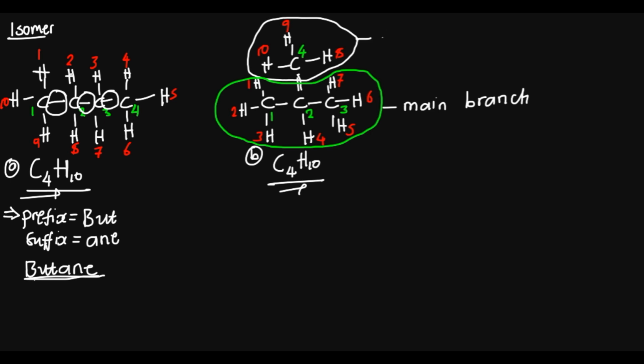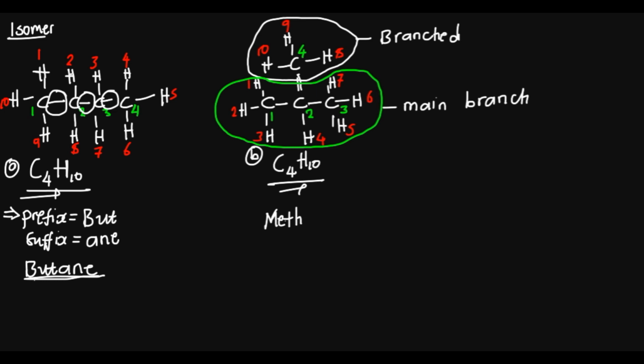Then this is our branch. How do you know that this is the branch? You look at the one with the lower number of carbons. The branch has 1 carbon, the main branch has 3 carbons. So whenever you are trying to name a structure like this one, you begin with the branch. How many carbons are there in the branch? We can see it's 1. What is the prefix for 1?